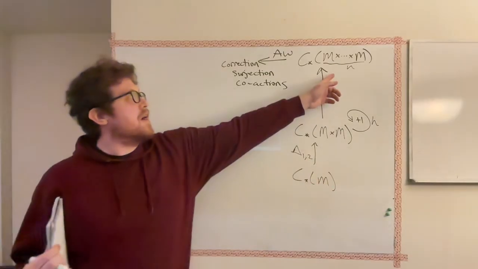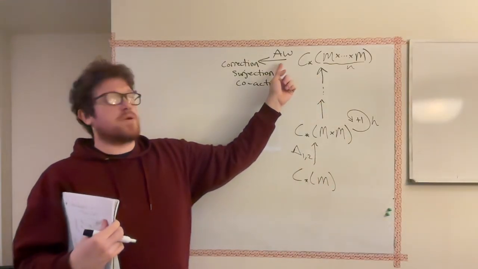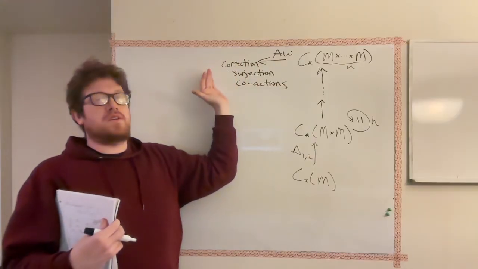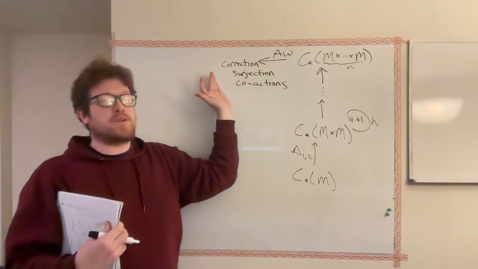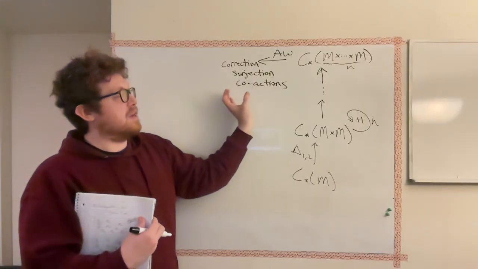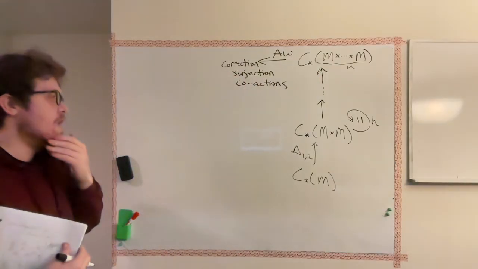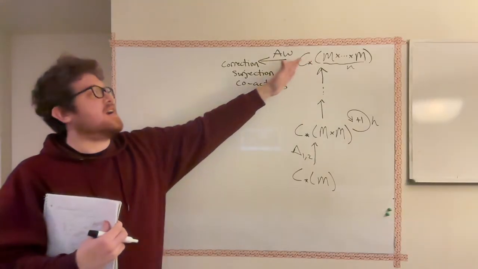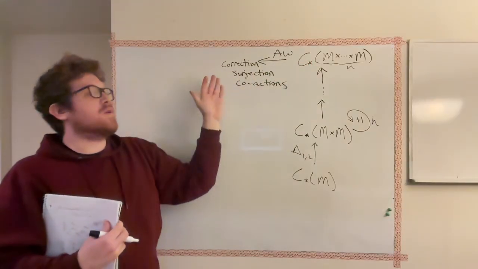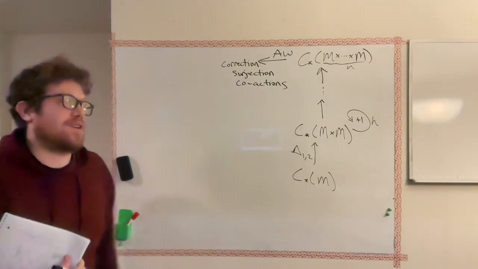And then to figure out what the terms are, we need to apply the Alexander-Whitney map, and this will allow us to push down to the actual chain complex we want to work in and allow us to get our correction terms. The only problem is it's very hard to keep track of what these maps are doing without the extra stuff that I've been working on.